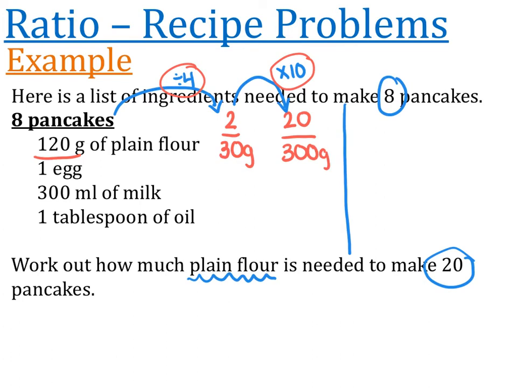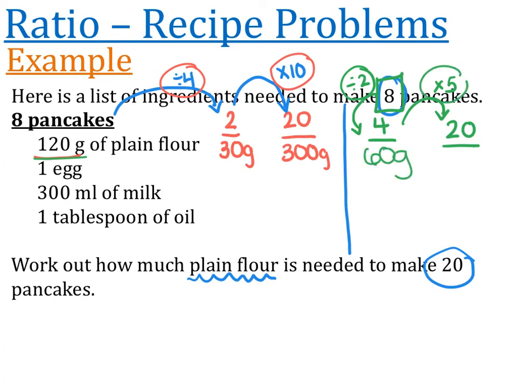There's lots of other ways to do it. The other way that I might do it is if I think about what 8 and 20 have in common: they also have the number 4 in common. So maybe I'll try to get to 4 pancakes first, and then I'll get up to 20 pancakes. To get from 8 pancakes to 4 pancakes, the first step is divide by 2. And then to get from 4 to 20, the next step is times by 5. So let's try that. We first do divide by 2. We take 120 and divide that by 2. 120 divided by 2 is 60. And then from there, we do the times by 5. 60 times 5 is 300.